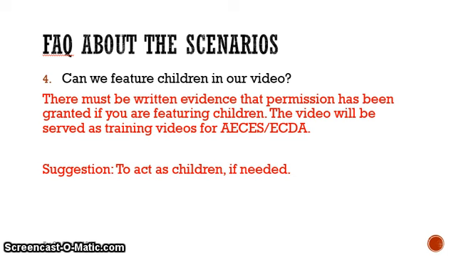Okay, this is a bit tricky. There must be some form of written evidence that permission has been granted if you are featuring children. Like I mentioned, this will be used as a training video for ACES or ACTA. So we don't want a case whereby you feature children and parents have not given permission, and this has something to do with ethics. So please make sure you have written evidence to cover whatever you're doing. Alright, so if you are not able to find any children, then you have to cast some of your group members or even get help from your friends to act as children if needed.